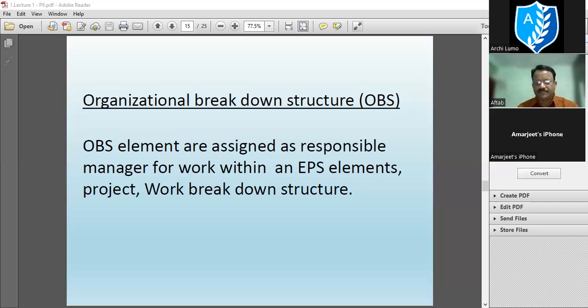From the company to the bottom level, the project level. Yes, simple. From company to department to project, this simple structure is called EPS. Okay.